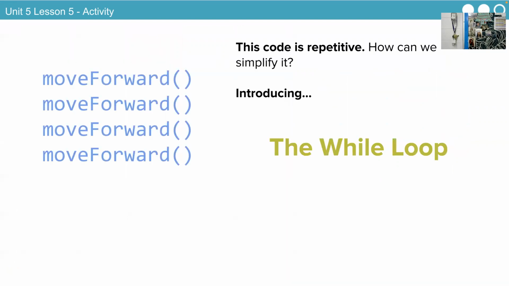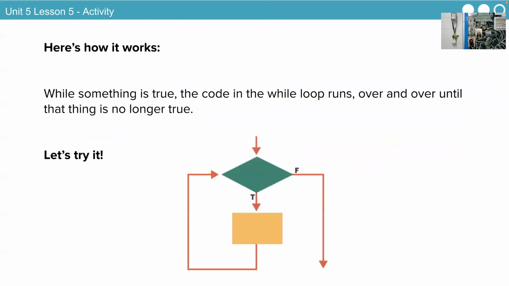Okay, so this is too repetitive. We never want to be repetitive. So we're going to use something called the while loop. We're going to illustrate it with a flow chart. And here's how it works. So while something is true, the code in the loop is going to run over and over until the something is no longer true.